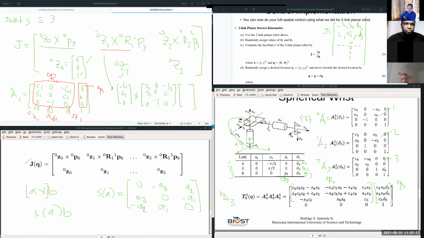Let me write down this note here so that we don't forget. 0, 0, 0, minus A3, A2 minus A1, and A3 minus A2, A1. Okay, now we can delete the rest of this one.